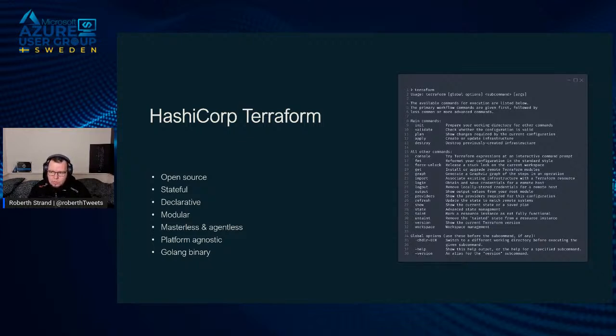It's platform agnostic. It works with Azure. It works with AWS. It works with Google Cloud. It works with any private cloud thing, vSphere, any platform that has an API. How that works is there's something called providers. A provider is used to define all the resources in that platform, and it does all the translation for you. You don't have to define that in Terraform. And it's written in Golang, so it's on all platforms that you can build for Go, which is basically all.